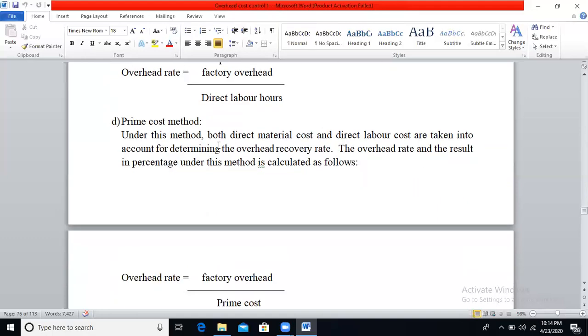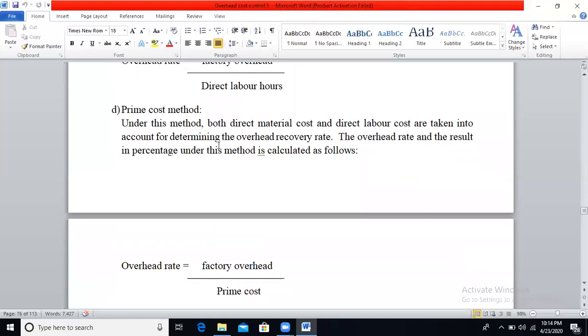The fourth method is the prime cost method. Prime cost means adding all the direct items: direct material, direct wages and direct expenses. Here, prime cost method means you will consider direct material cost and direct labor cost as the basis for calculation of overhead absorption rate. Under this method, both are taken into account for determining the overhead recovery rate.